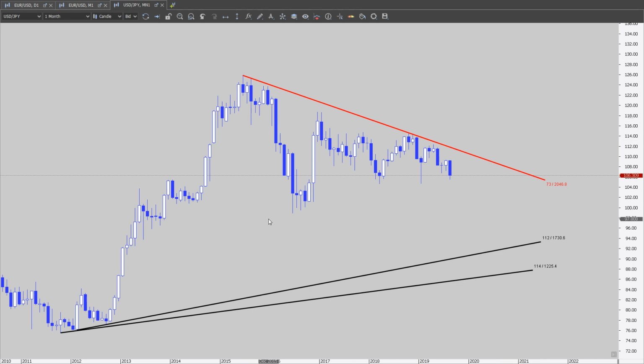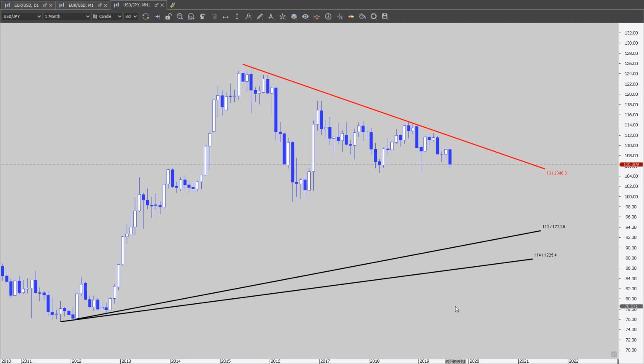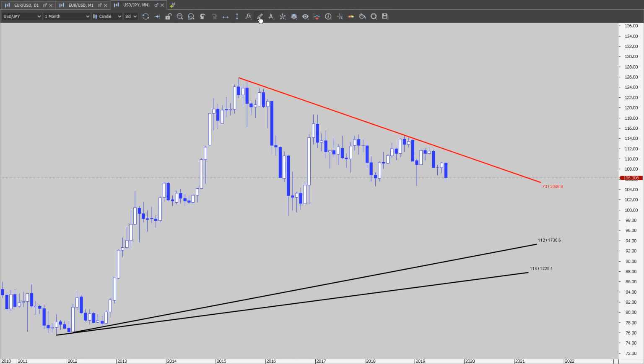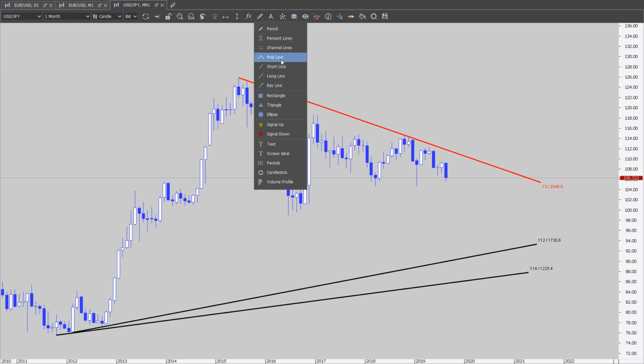There you go. So we have uptrend lines, long term and medium term, and we have a short term downtrend line, which also serves as a counter trend line, right? So when the market breaks this counter trend line, maybe it's going to be time to buy USDJPY.